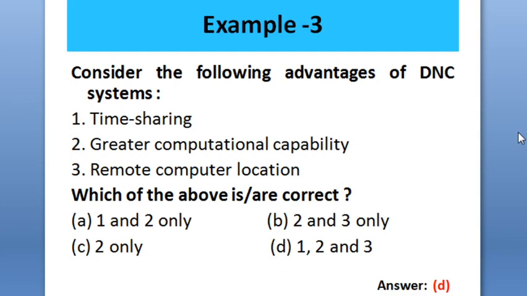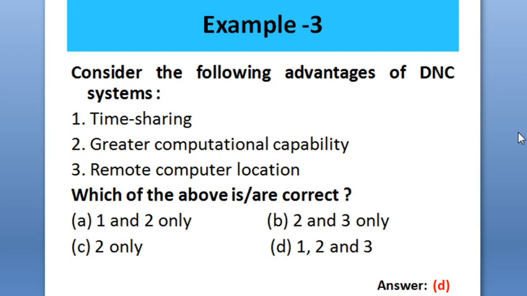Then example problem 3. Consider the following advantages of DNC: 1, time sharing; 2, greater computational capability; 3, remote computer location. Which of the above is or are correct? The options are: 1 and 2, 2 and 3, 2 only, 1, 2 and 3. The option is 1, 2 and 3. All the 3 statements are correct.